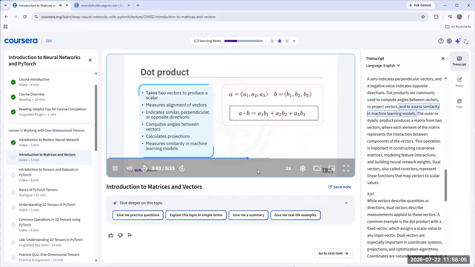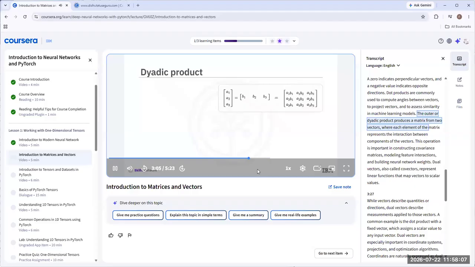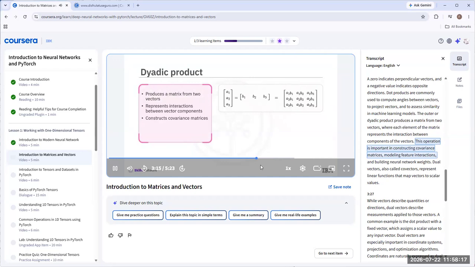The outer or dyadic product produces a matrix from two vectors, where each element of the matrix represents the interaction between components of the vectors. This operation is important in constructing covariance matrices, modeling feature interactions, and building neural network weights.